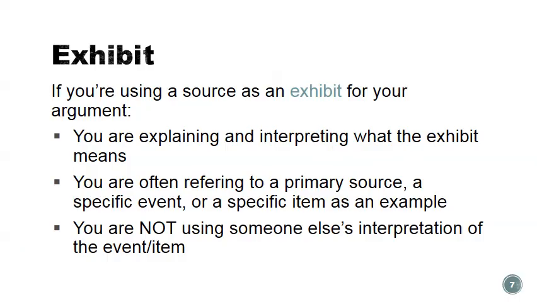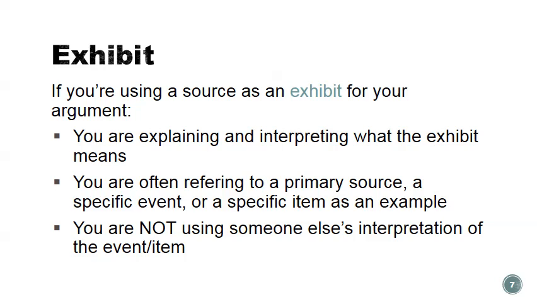The second category of BEAM is exhibit. If you're using a source as an exhibit for your argument, you as the writer are explaining and interpreting what the exhibit means. You are often referring to a primary source, a specific event, or a specific item as an example.